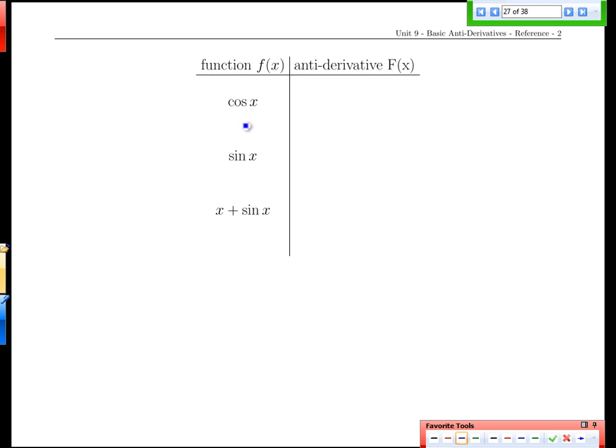Let's try some trig functions. What would I have to differentiate? That's what you have to think. What would I differentiate to get cos of x? I think we all agree it's sine of x, and the question is just plus or minus. Well, just remember, the derivative of sine is cos, so the antiderivative of cos is positive sine.